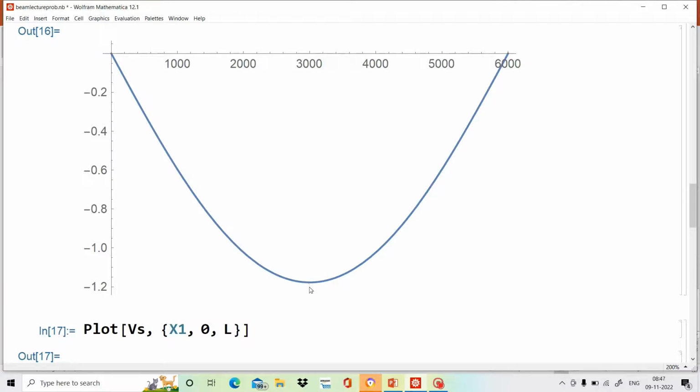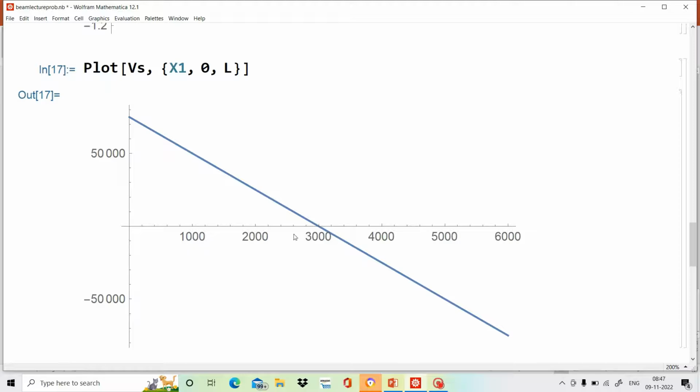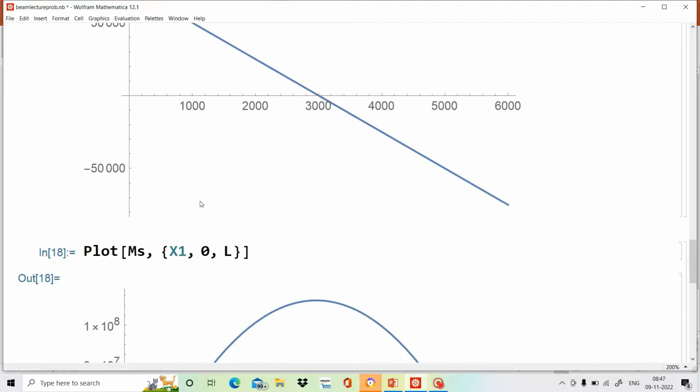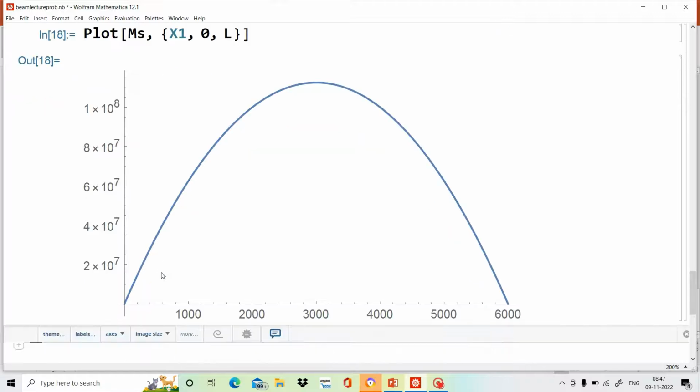Minus shows that it is deflecting in the downward direction. So 1.2 mm is the magnitude, the maximum deflection almost at the midpoint of the beam. Now we will see the shear force diagram. Here we can see the shear force diagram is linearly varying, with the maximum shear force at both ends. And this is the bending moment diagram of the beam.